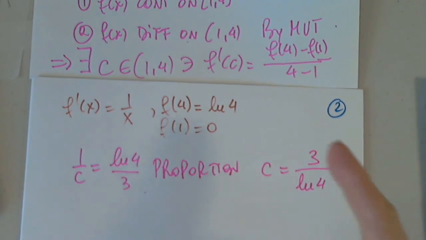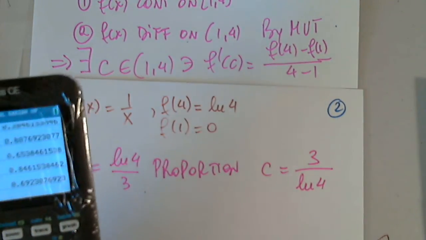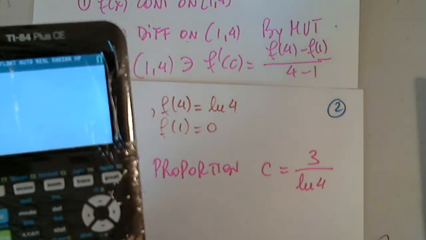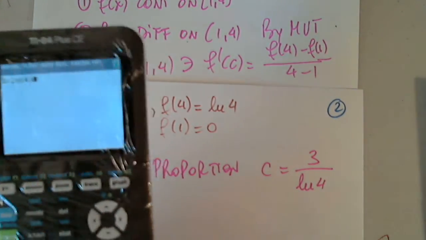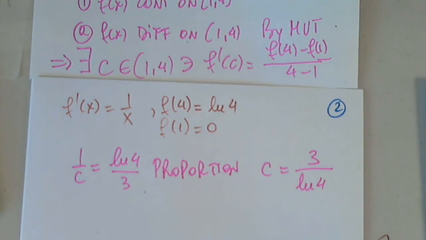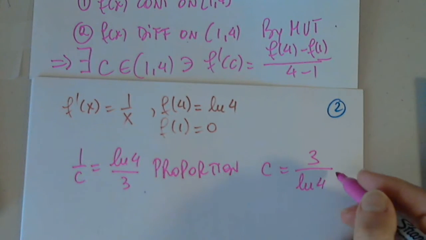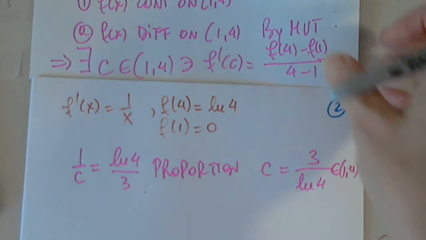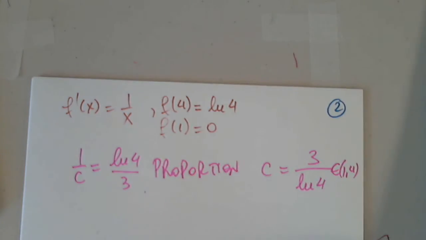And yes, I will make sure that this number is between 1 and 4. Otherwise, nothing we did makes any sense. So, I will still check just in case I have an error. And I get 2.16, which is definitely in the interval (1, 4). It's guaranteed, at least one, by the mean value theorem. So this is in the interval (1, 4), guaranteed. Is this okay? Is everyone with me?